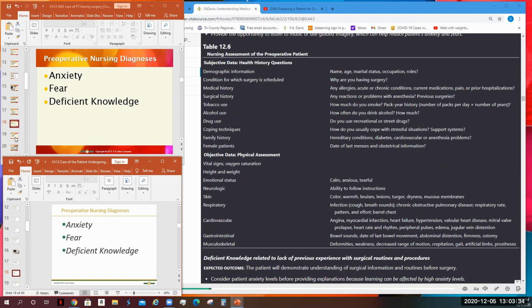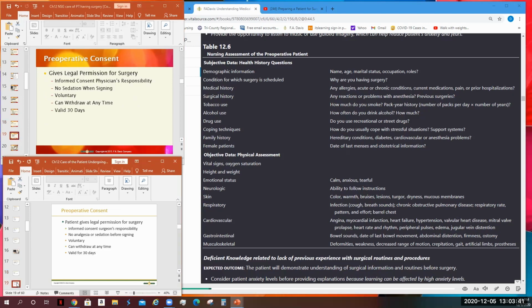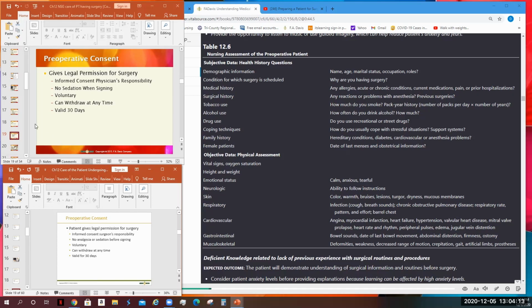Subjective data, health history questions, demographic information: name, age, marital status, occupation, roles, and the condition for which the surgery is scheduled. Why are you having surgery? Medical history: any allergies, acute or chronic conditions, current medications, pain, or prior hospitalizations? Surgical history: any reactions or problems with anesthesia, any previous surgeries?